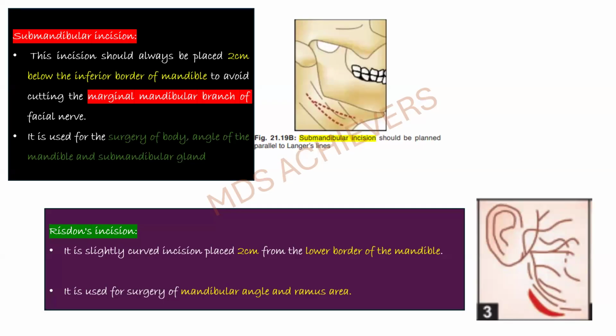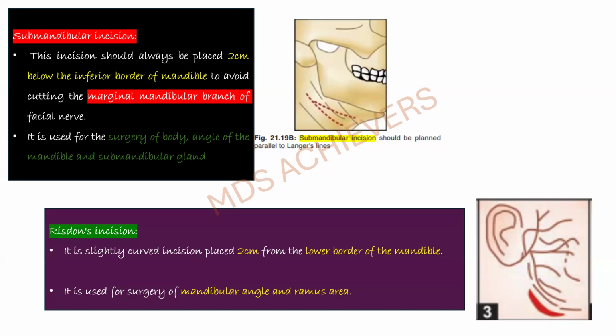And the submandibular incision. This incision should always be placed 2 centimeters below the inferior border of the mandible, you can see in the image, to avoid cutting the marginal mandibular branch of the facial nerve. We have the facial nerve, which has 5 branches at the angle of the mandible: cervical, mandibular, facial, superior temporal, and superior and inferior labial. In order to avoid the marginal mandibular branch, which is the second terminal branch of the facial nerve, we have to give this submandibular incision.